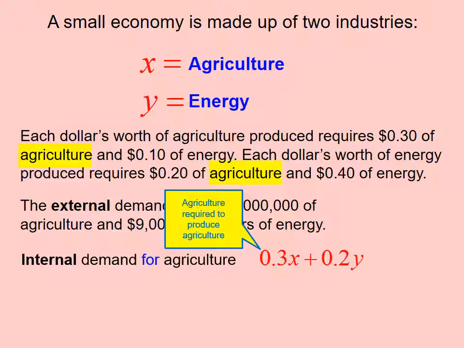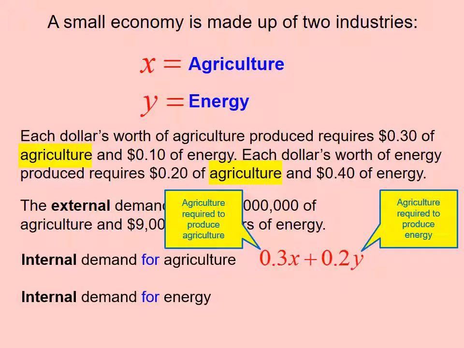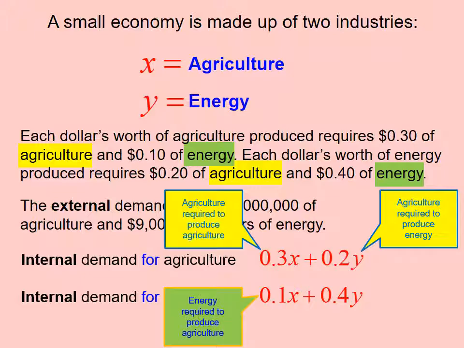30 cents of agriculture is required to produce agriculture. 30 cents of agriculture would be 0.3 times X. Likewise, it says that each dollar's worth of energy produced requires 20 cents of agriculture, which means we need to multiply 20 cents times Y. Same thing, the internal demand for energy would be the 10 cents times the amount of agriculture, and the 40 cents times the amount of energy.